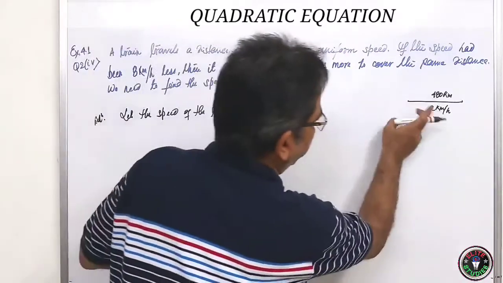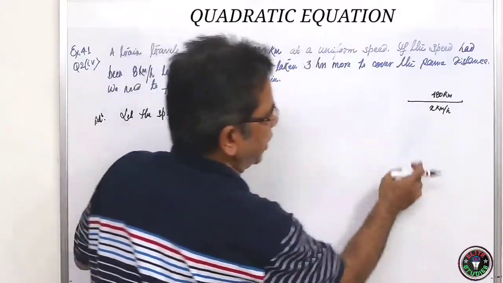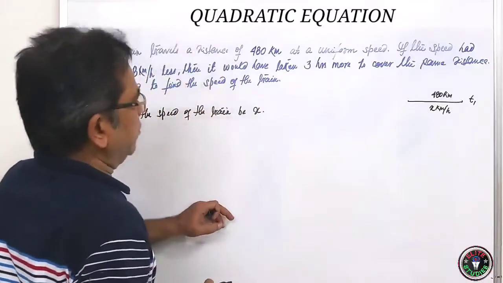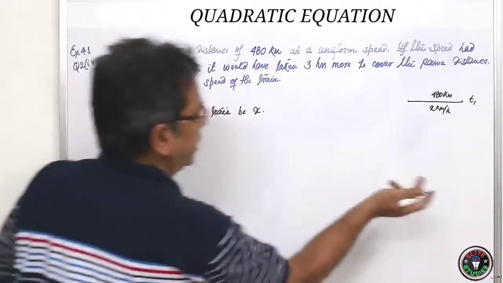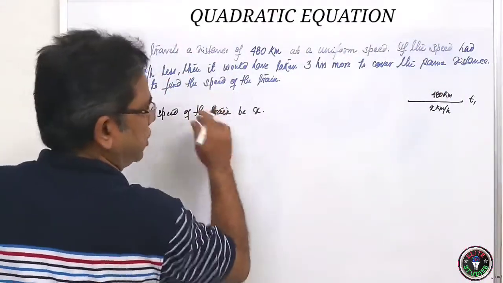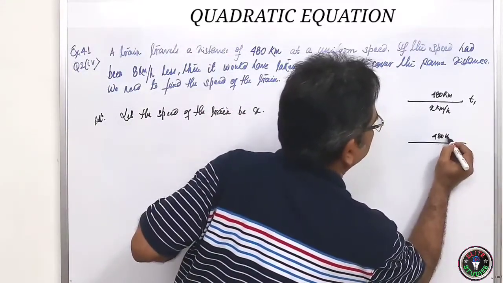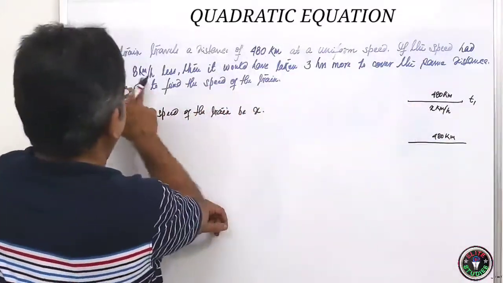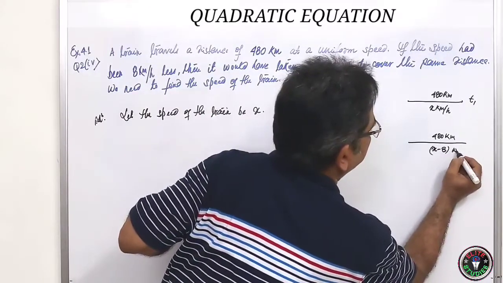So now here the distance is 480 kilometers and the speed is x kilometers per hour. So let the time taken here be t1. If it is such, then what will happen? In the next case, if the speed had been 8 km per hour less, with the same distance of 480 km, the speed has been reduced from x to x minus 8 km per hour.